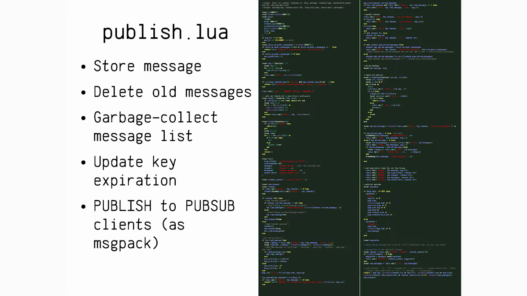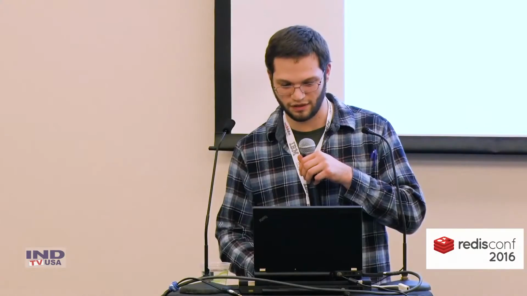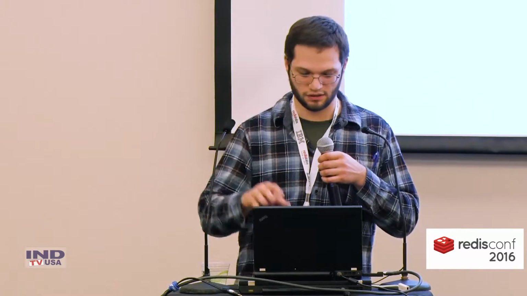I really wish I had the command line debugger for this one, but unfortunately I was working on this last summer, like in July, August, and the debugger came out, I think, in September, so I didn't get a chance to use it. So it stores the messages in Redis. It gets rid of old messages, garbage collects messages that have expired, and it also sends the publish to the pub/sub channel, and that's encoded in message pack.